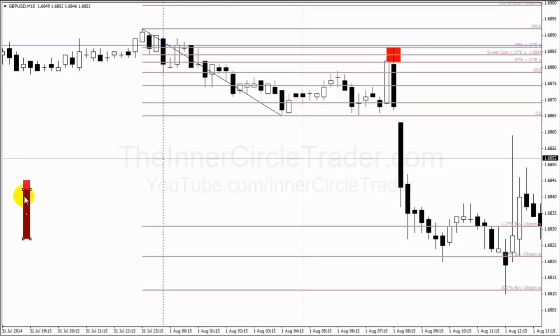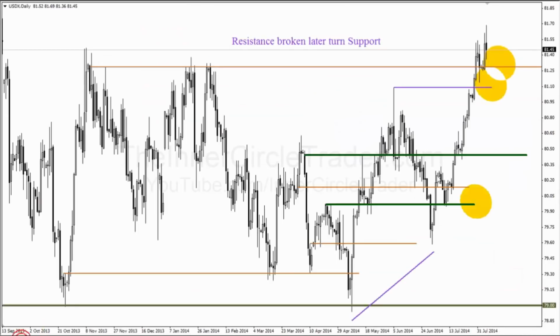So let's get back to this example here. The opening up in here to the price above the movement above the opening price at midnight, okay, that's the classical London Open ICT sell scenario. We are expecting a bounce based on this level up here. We broke through, resistance broken, later turned support.